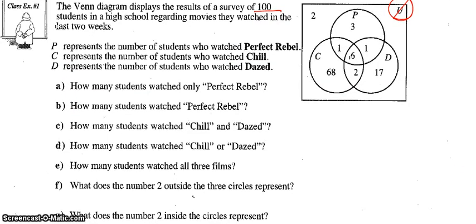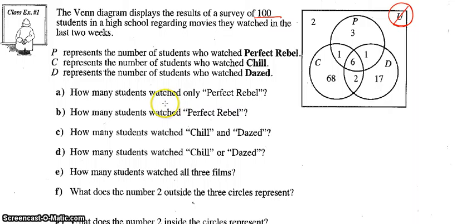Now let's answer the questions here. How many people watch only P? It says watch only, which means only one movie but not the other two. So if you look at the diagram, the answer is 3, right? Only P. But how many of them actually have watched this one?